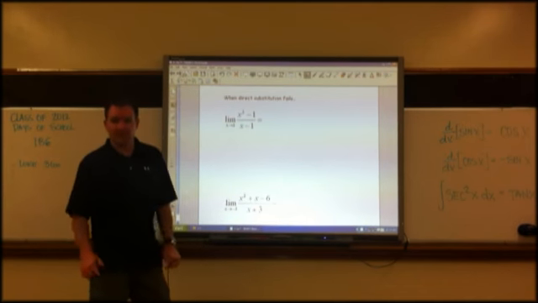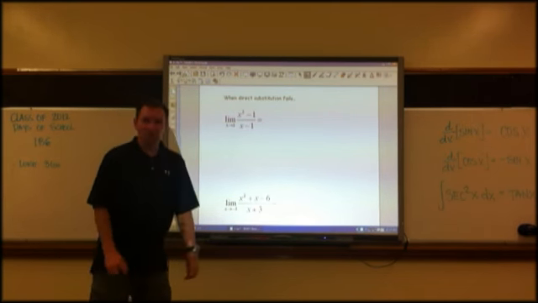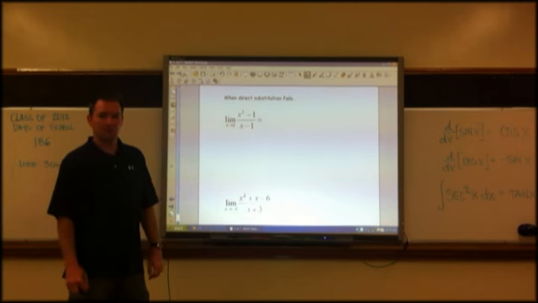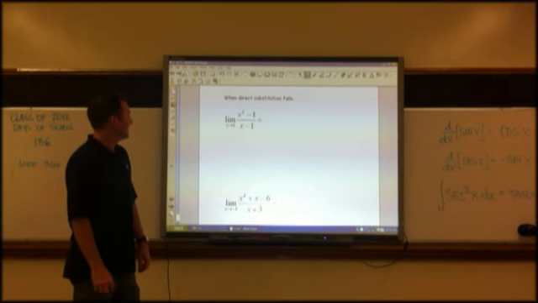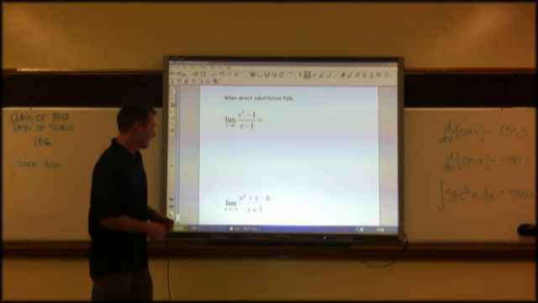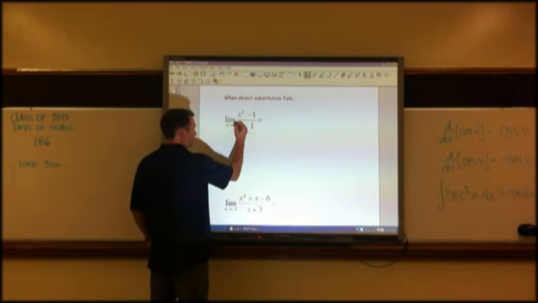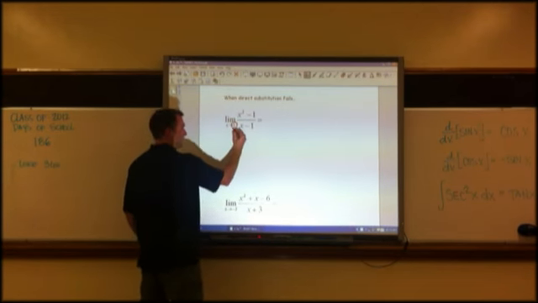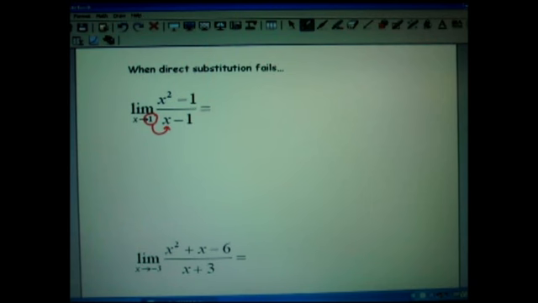Now, let's take it up a notch. When direct substitution fails. Here I've got a little problem. If I try to use my same approach, and I say x is approaching 1, so I'll replace that with a 1, I now am going to have a function over 0, right? So everything is undefined.